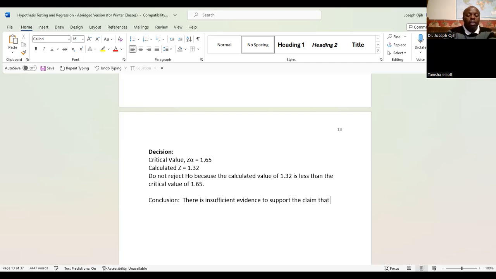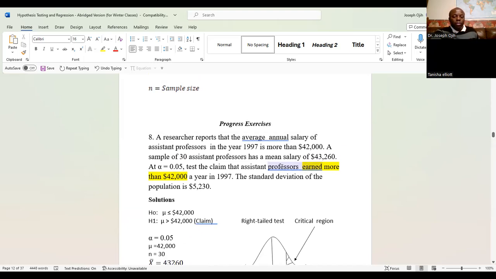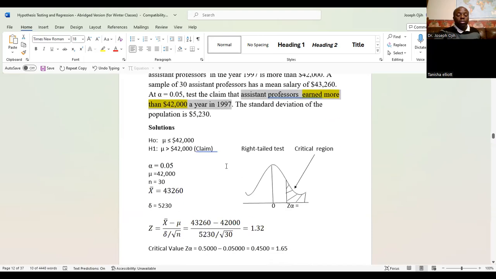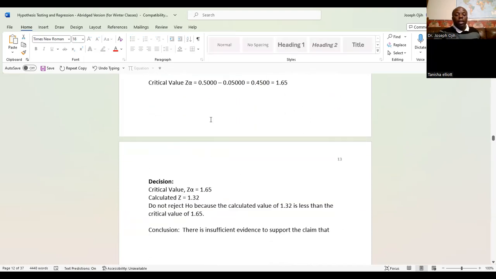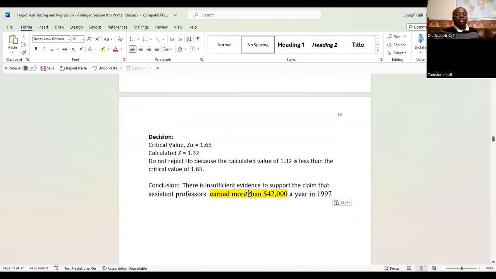that assistant professors earn more than in the year 1997. So I'm going to copy it and write this. That's it. That is what it is. Any question on that?